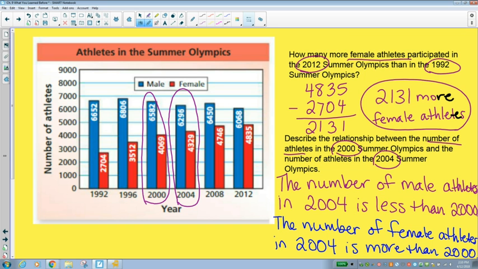I also could add the totals up. Okay? And so I could add the totals up and compare the total number of athletes if I would like to as well. When it's asking you to describe the relationship, as long as you're looking at the right information and the right years, any description would work. Okay, so graphs can give you a lot of information, but you have to pull out what you need.